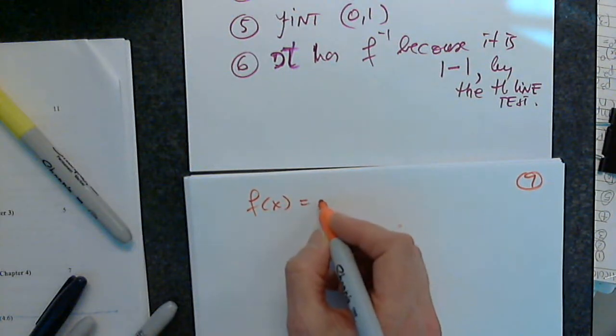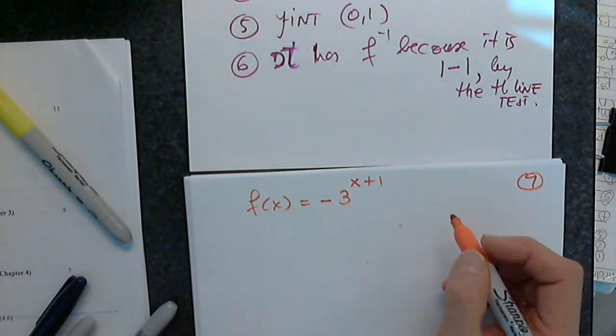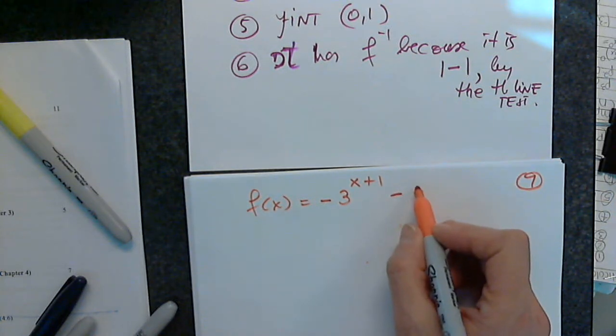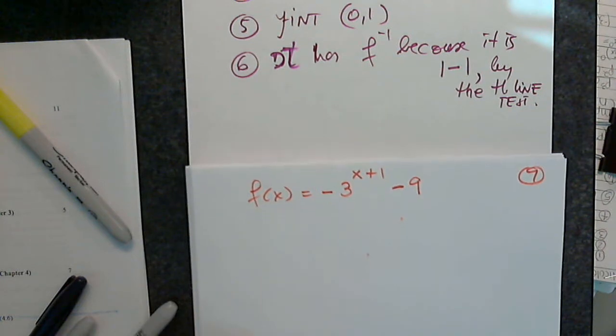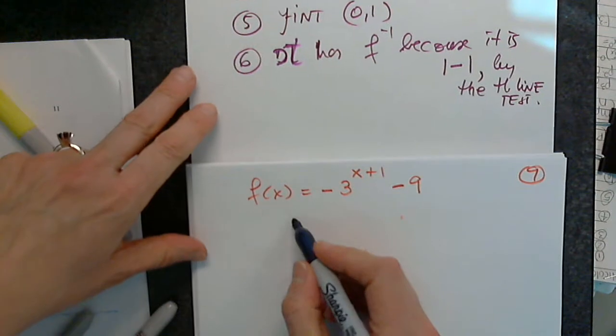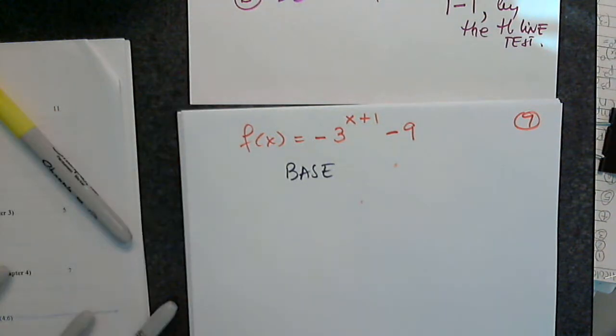f of x equals negative 3 raised to x plus 1, minus 9. And you could say, what is this? And I would say transformations on the exponential function. So the question is asking us to list the transformations and graph this function using transformations. So you first will have to give me the base function that I used to create this.